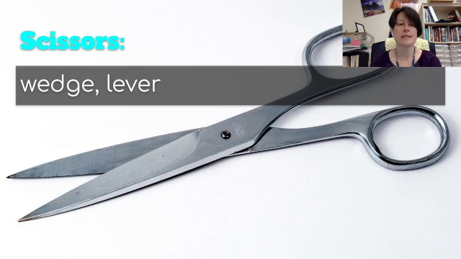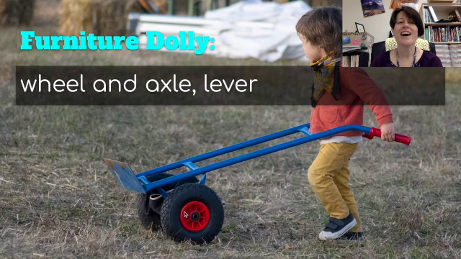Okay, so one common example that we see is scissors. Scissors, we talked about with levers, are a first class lever, but they are also a wedge because they have the blades down here. So they are, in fact, a compound machine, not a simple machine. And we've talked about it as a lever. Another compound machine that we have used as an example of a lever is a furniture dolly. It's not only a second class lever, it also has a wheel and axle, actually two on it. So it is in fact a compound machine.